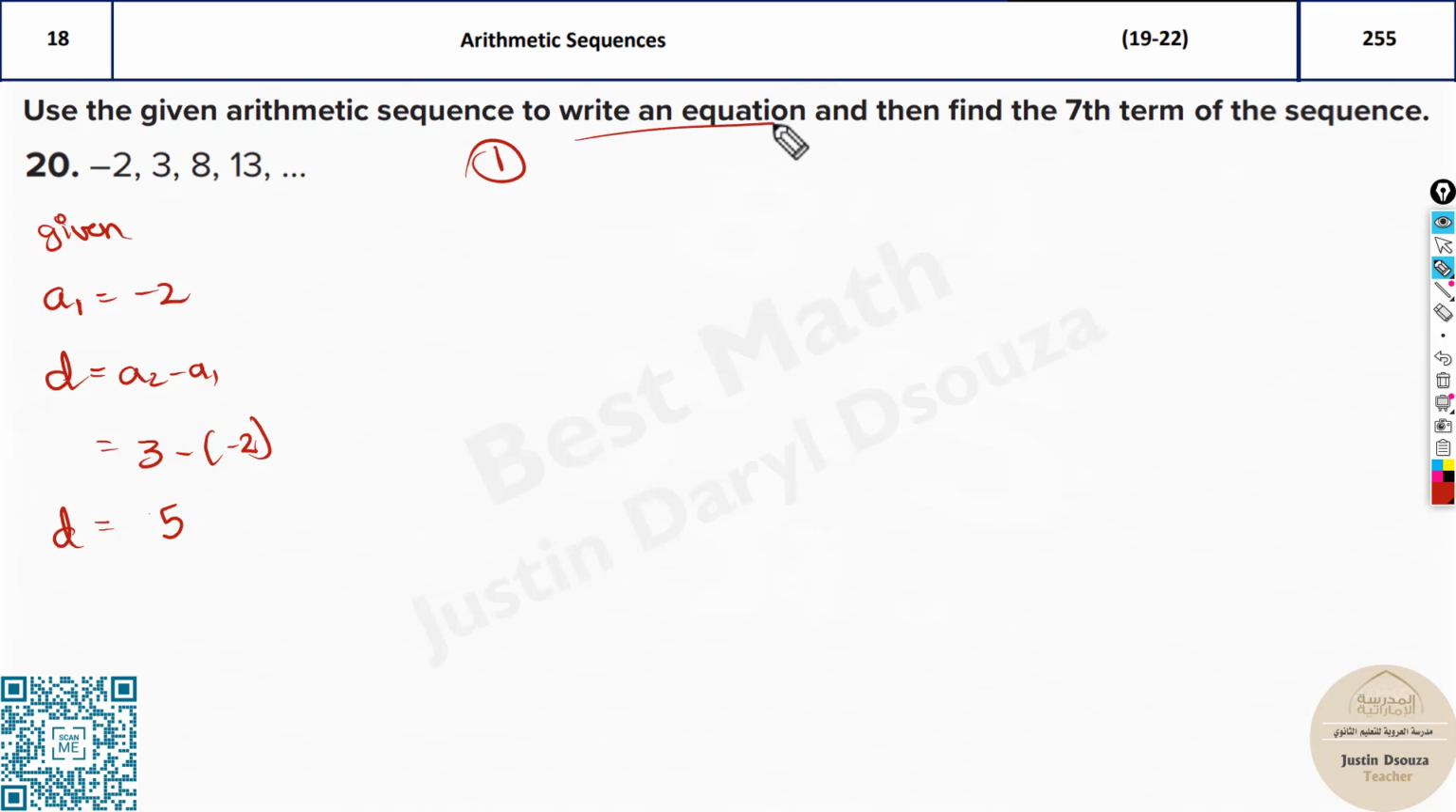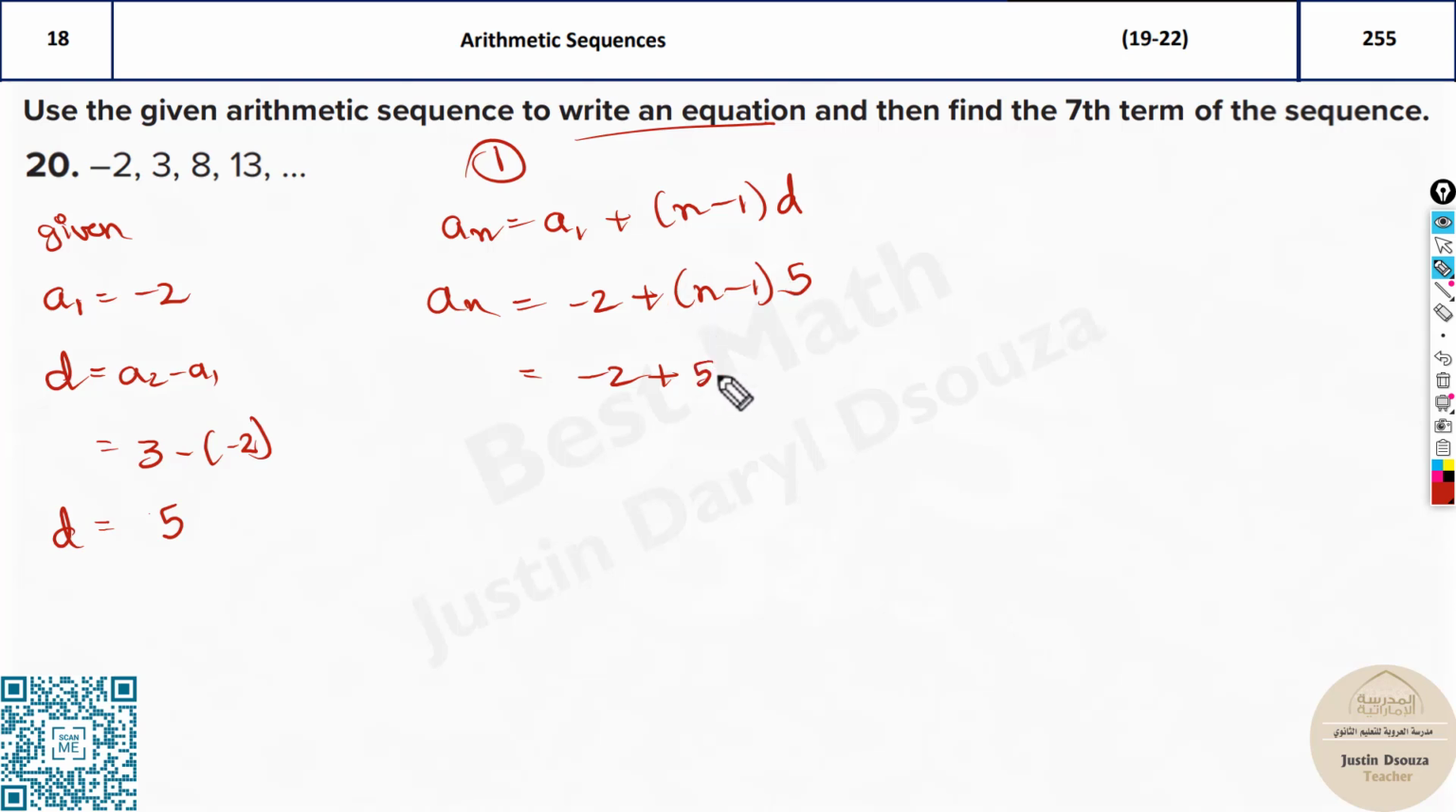First thing, writing an equation. An equals a1 plus n minus 1 times d, and we have over here minus 2 plus n minus 1 times 5, and this is an. So that will be equal to minus 2 plus 5n minus 5, and that will be equal to 5n minus 7, that is an. So I hope this is clear.